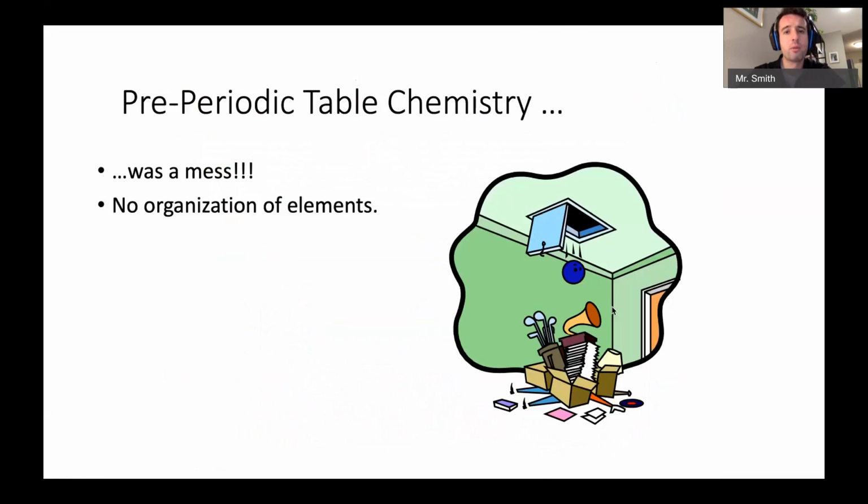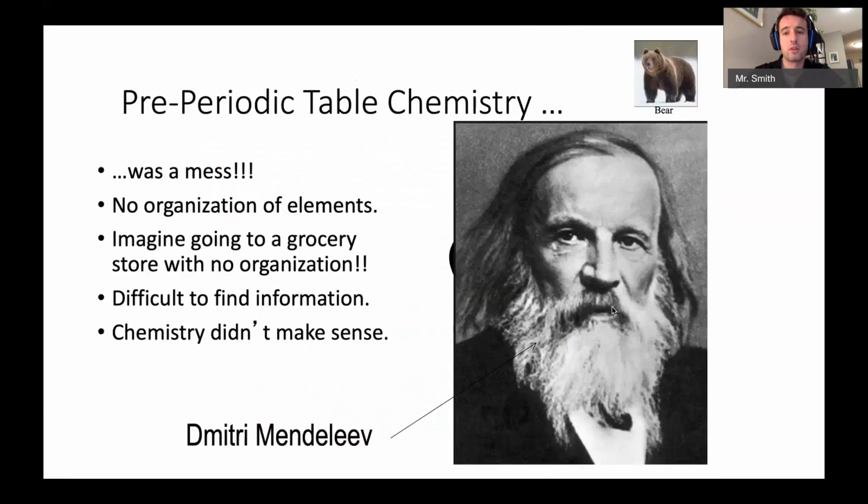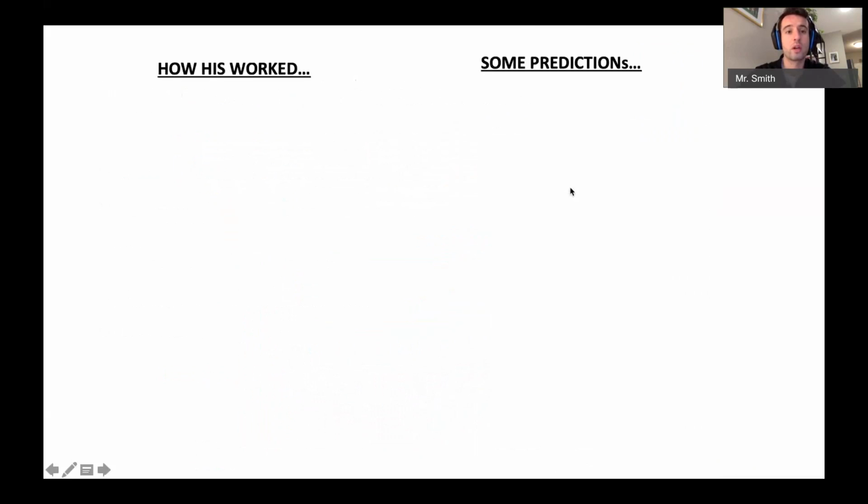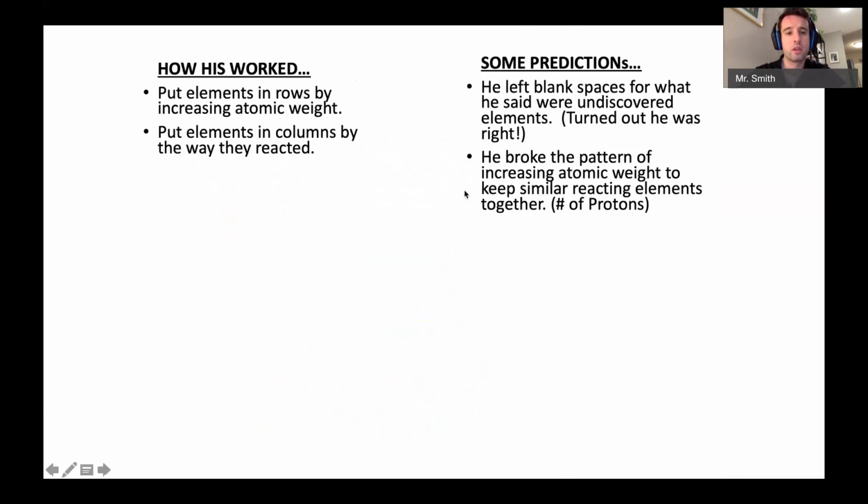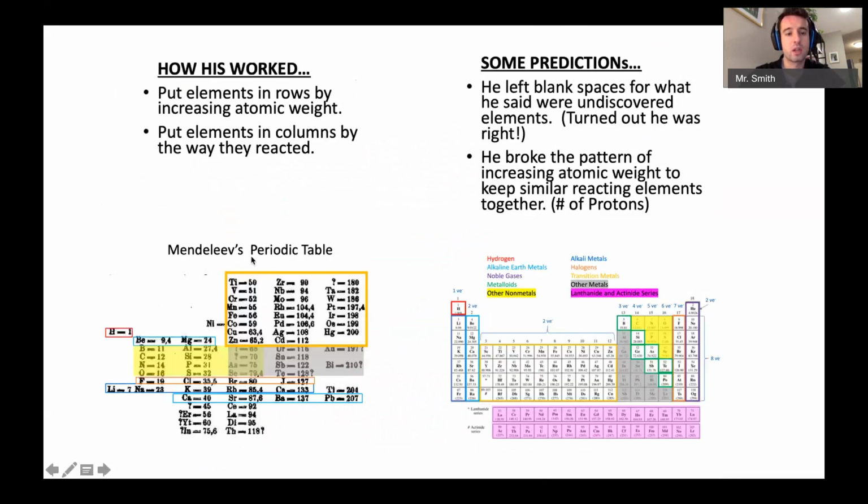Cool. Before the periodic table happened, it was a mess. And then there was this guy, his name was Dmitry Mendeleev. He came up with a way to organize the periodic table. It wasn't perfect. Here's what his periodic table looked like. I tried to make sense of it, but it still wasn't the best.